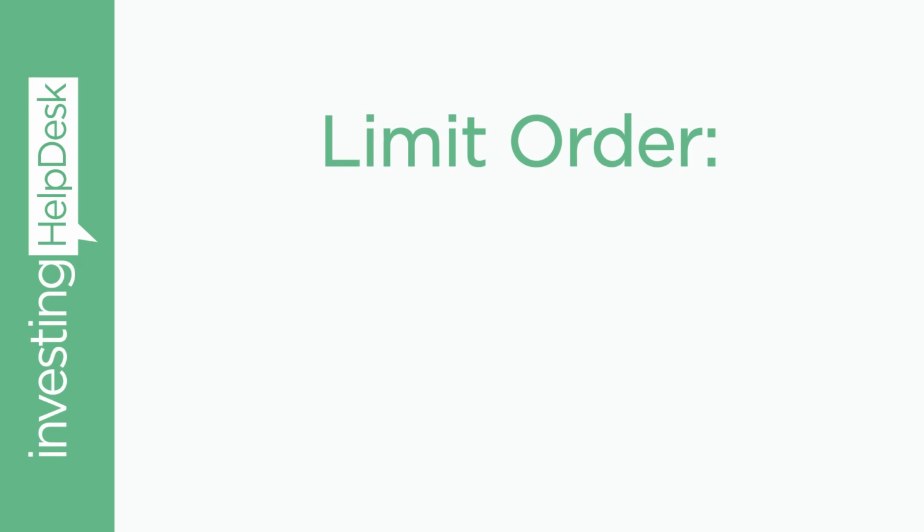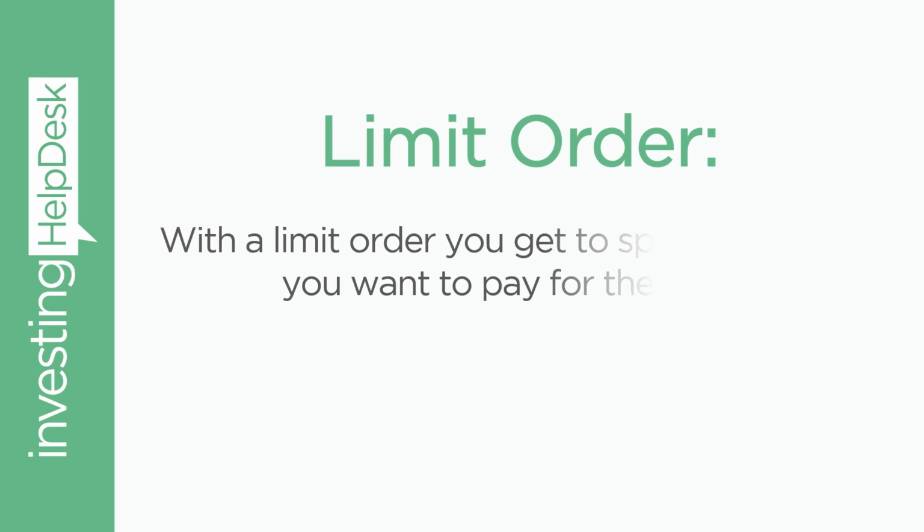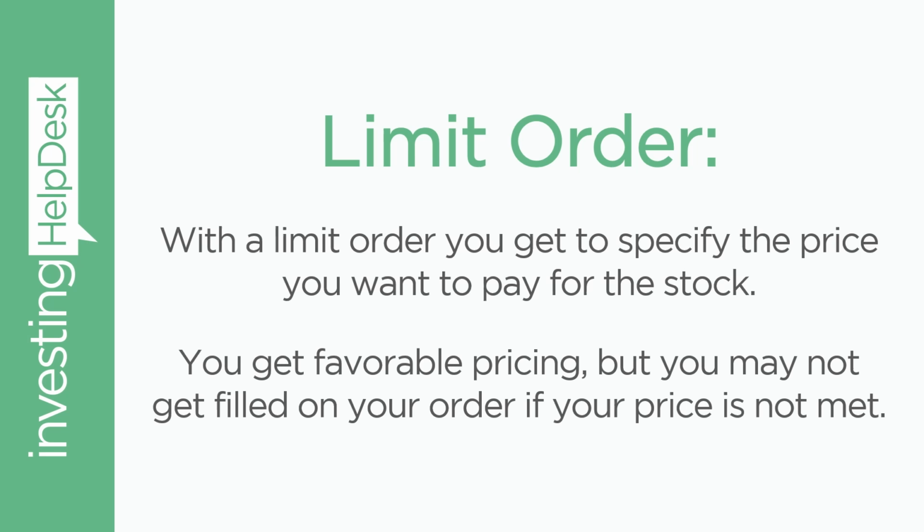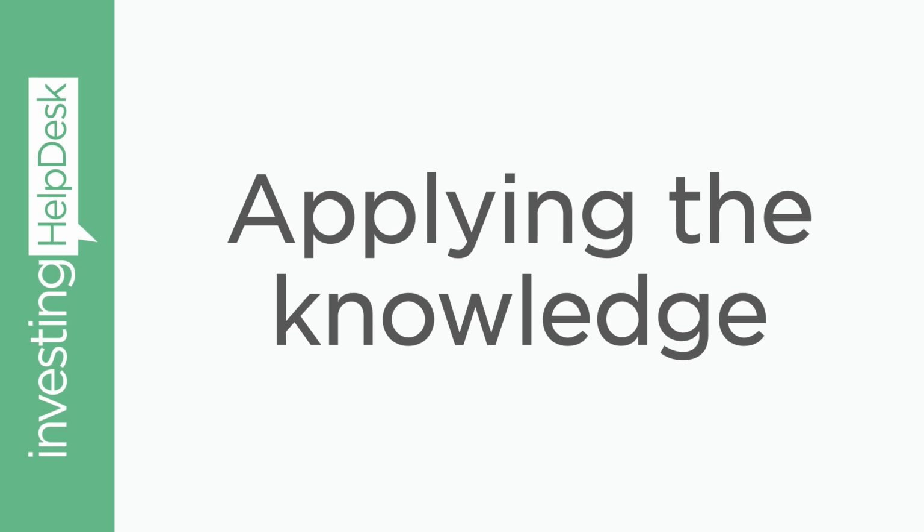Now, when it comes to a limit order, you get to specify the price you want to pay for the stock. You get favorable pricing, but you may not get filled on your order if your price is not met. That's like saying, let's say a swordfish steak, maybe your limit price is $9, and if it's more than $9, then you're not going to buy that swordfish steak per pound. So in either case, that's the difference between a market order and a limit order.